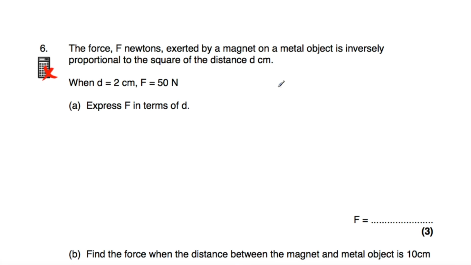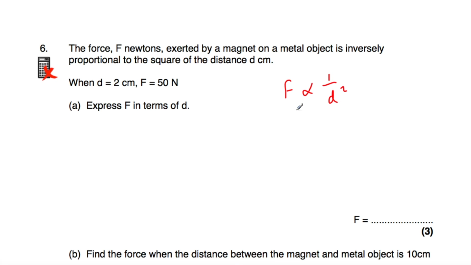So in other words, with this question, as the distance between the magnet and the object is increased, the force will decrease. And that makes sense, so it's inversely proportional. So here we've got the force, so I'm going to write down F is inversely proportional to, so we're going to put down the proportionality symbol, and because it's inversely proportional, we're going to do 1 over the square of the distance, that's going to be d squared. So the force is inversely proportional to the distance squared.